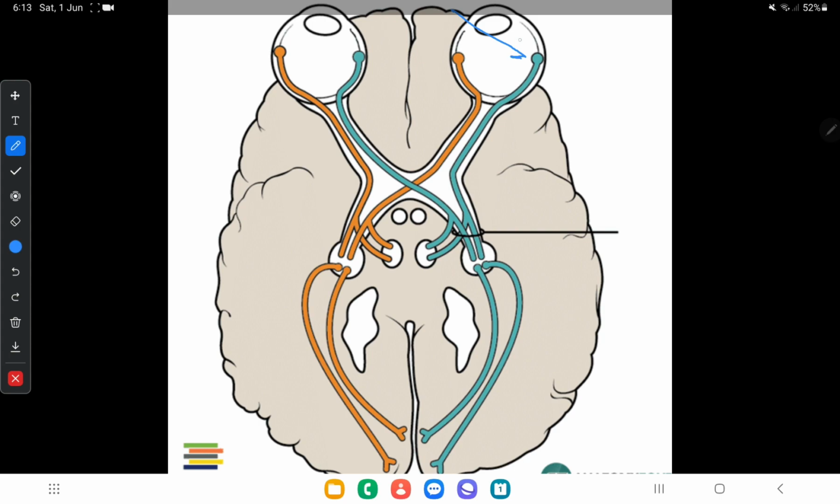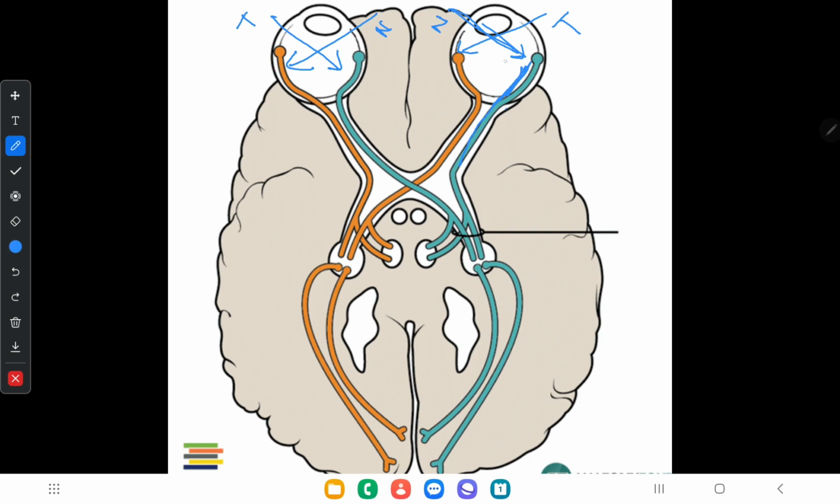Here, this is the nasal visual field. This is the temporal visual field. Again, this is the nasal visual field. This is the temporal visual field. So these fibers are coming from the temporal retina, but the visual field is the nasal visual field. Don't mix up with the terms.